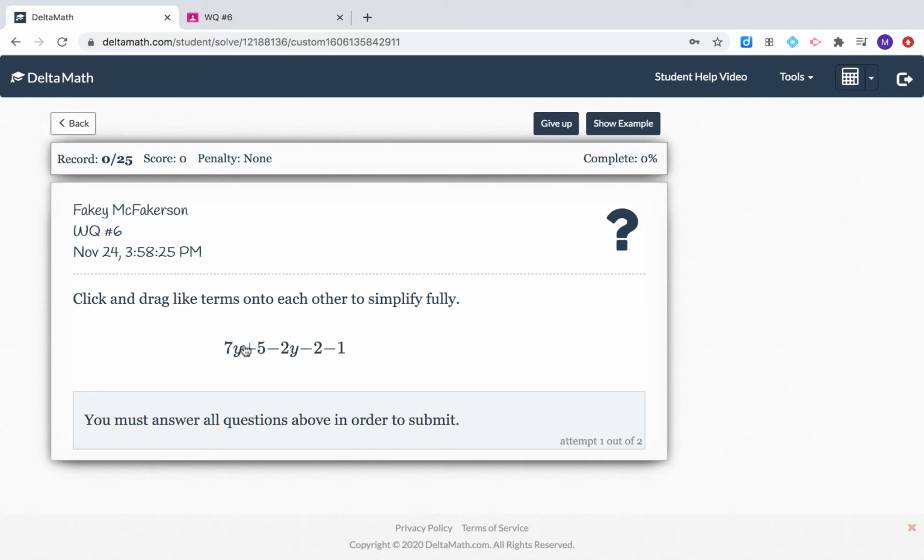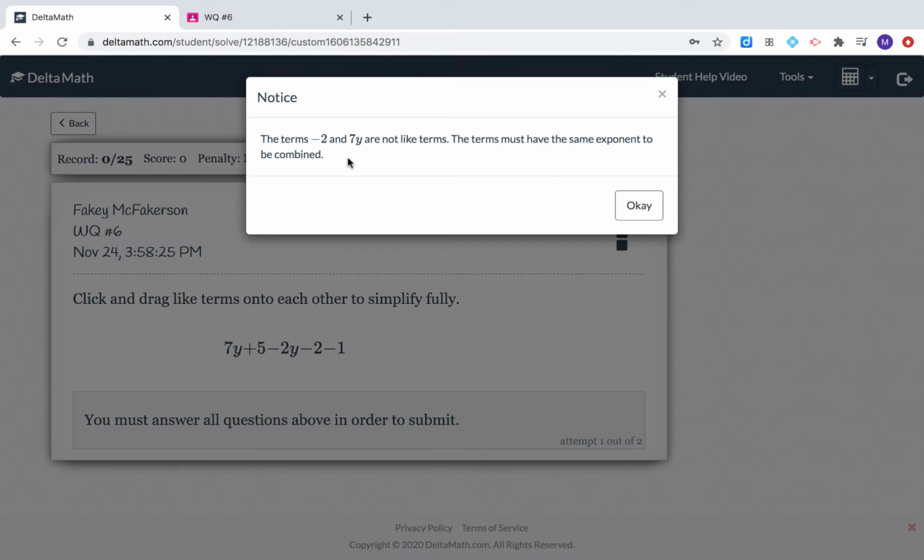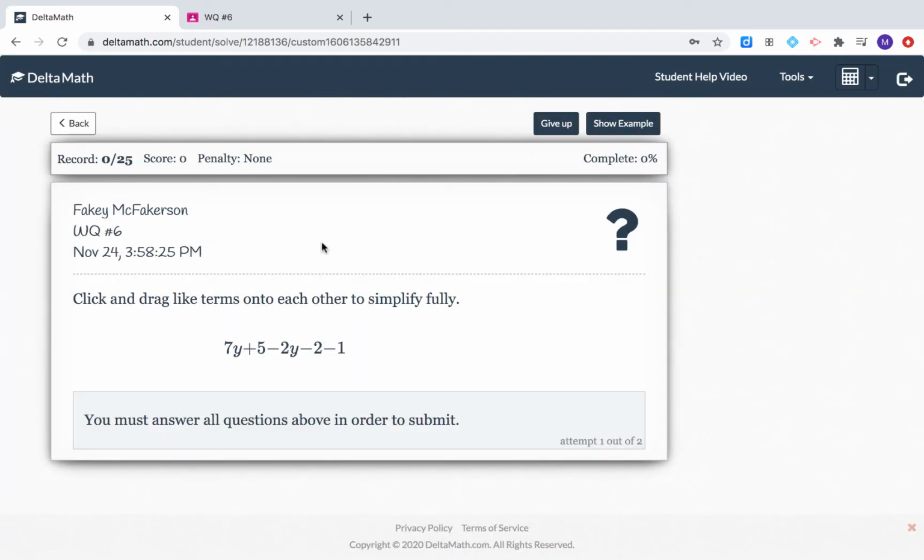You can only combine the ones that are like terms. So if I try to drag 7y with negative 2, for instance, it would come up and say the terms are not like terms. They must have the same exponent to be combined. In this case, they must have the same variable to be combined. Exponent is something that you'll see next year, actually, when we start combining that as ninth graders in algebra.